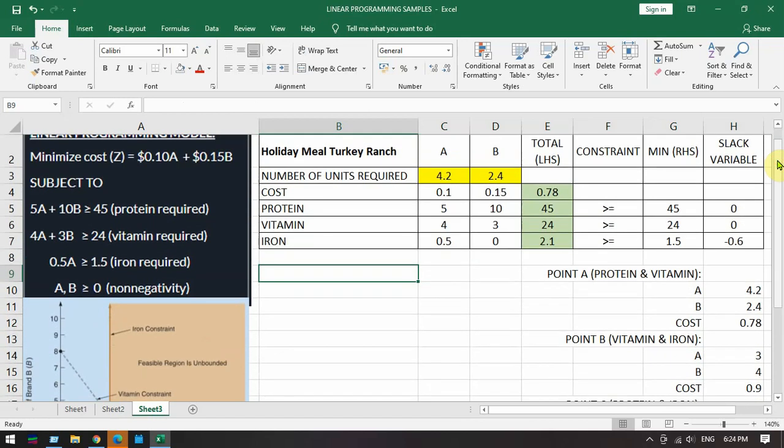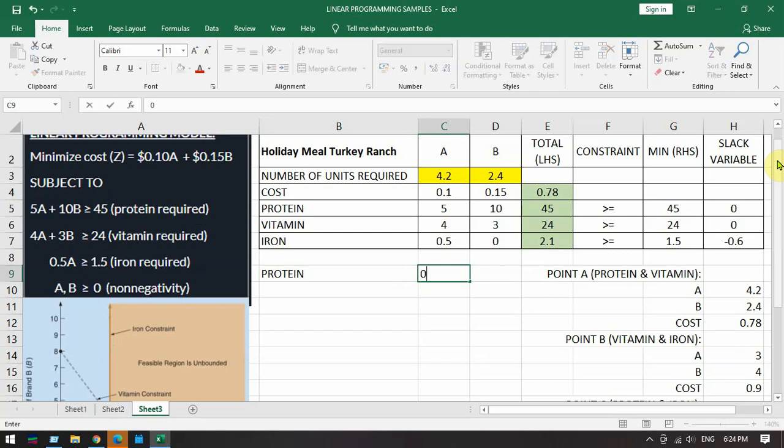Okay, so we're going to find out the points that we'll plot on the graph by using our constraints, okay? Because it's our constraint lines that have to be plotted on the graph. So first we have protein, using our extreme points equation. If A is 0, what is the value of B? That is 45 divided by 10, that is 4.5. Okay, and for point A, if the value of B is 0, then that will be 45 divided by 5. Right?